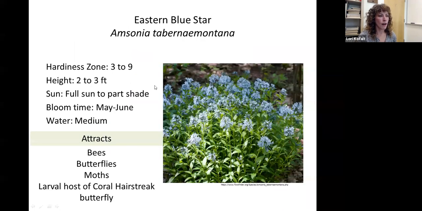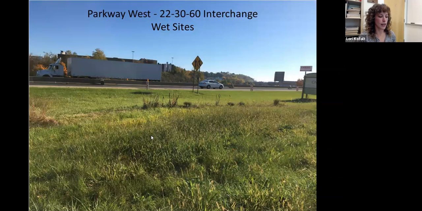Eastern blue star, Amsonia, is one of my favorites. I have this at my house, but it's a larval host plant of the coral hairstreak butterfly. It's also really important when planting for pollinators to think about early spring nectar forage. So this is something that blooms in our area, usually April to May, depending on how the weather has gone, which makes it an important source of nectar for native bees, because that's when they're starting to move around again, and there's not nearly as much food and nutrition as there might be in the summertime.